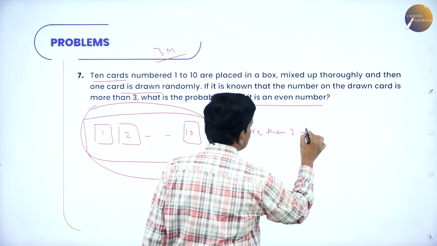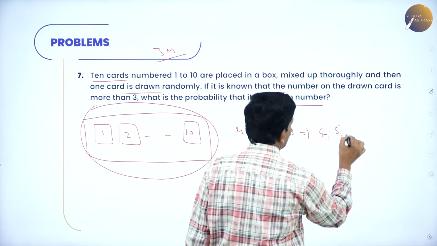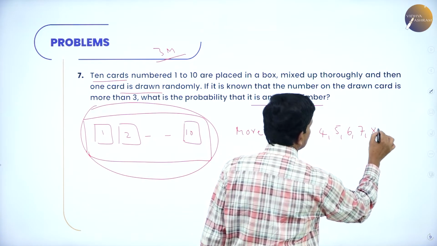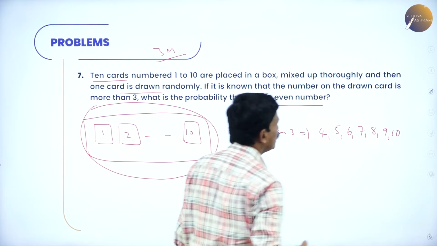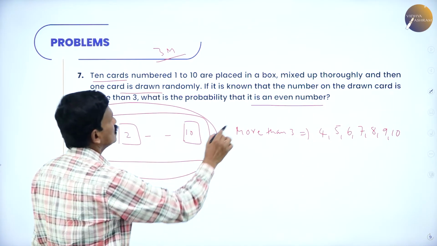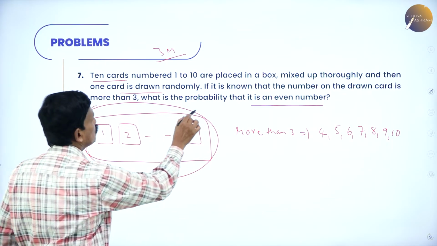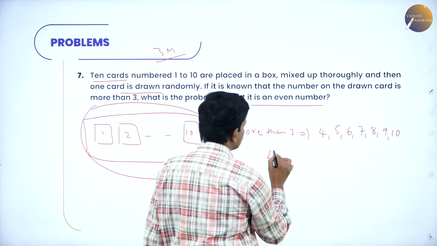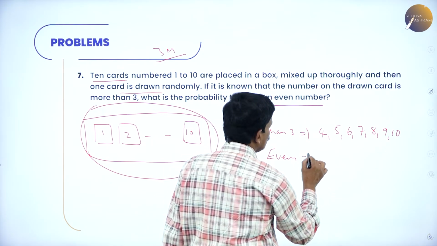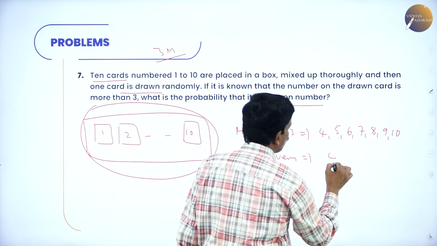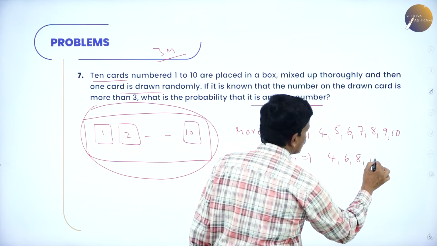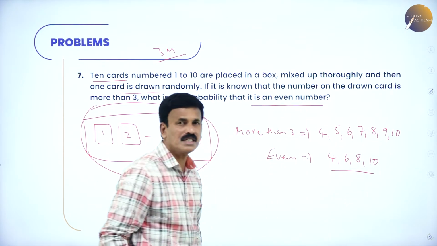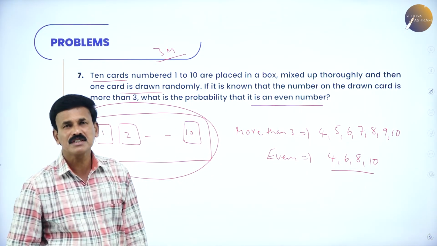More than 3 means it is 4, 5, 6, 7, 8, 9 and 10. And what is the probability that it is an even? So even numbers, what are the even numbers? So even numbers are here 4, 6, 8 and 10. Okay, this is the given condition.